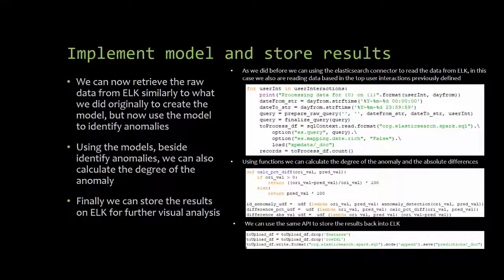Now we can retrieve the data from Elasticsearch, similar to what we did originally to create the model, but now to use the model to identify anomalies. Using the models, besides identifying anomalies, we can also calculate the degree of the anomaly. And finally, we can store back the results into Elastic.